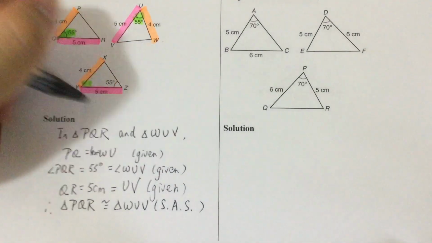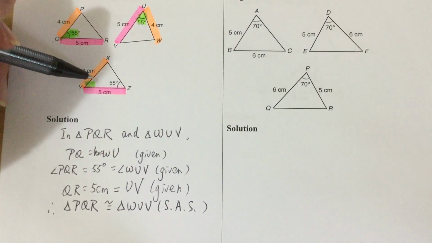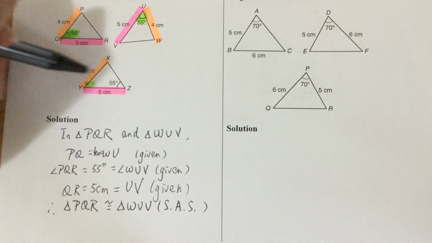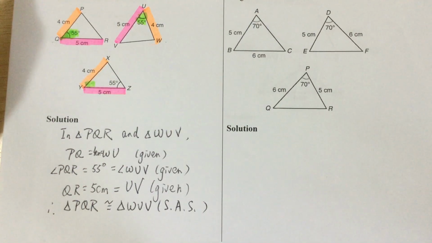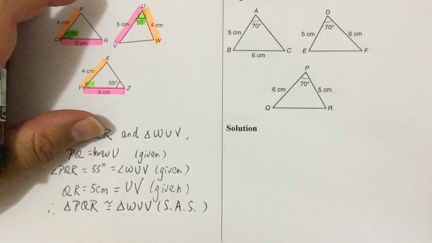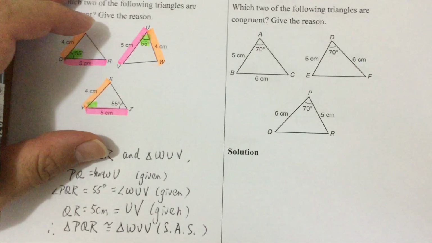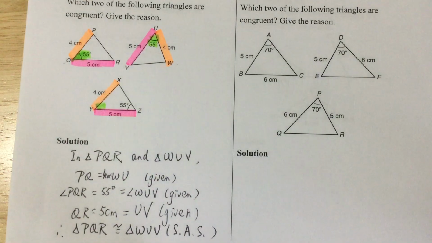This triangle cannot be congruent with these two because the included angle is not given. If I could say this one is 55 degrees, I could say these three triangles have the included angle. But it may not be possible. So this is the proof for teaching example 9.6. And now you are going to distinguish which two triangles can be congruent. So this is your time.